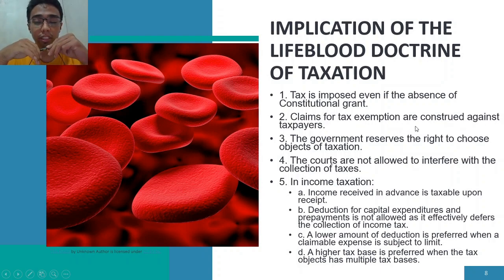Number 3, the government reserves the right to choose objects of taxation. So yung government ang magpipili kung ano yung itatax nila. Kung gusto nilang i-tax ang specific na income, edi pwede na lang i-tax yon. Kung gusto nilang i-tax ang specific na business, right? For example, kung gusto ng government na mas malaki ang babayarang tax ng mga nasa alcohol industry, edi pwede nilang gawin yon. So they have the right to choose objects of taxation. Number 4, the courts are not allowed to interfere with the collection of taxes. So walang power ang court para mag-prevent ng collection of taxes. Kasi nga, this is a necessity for the government.